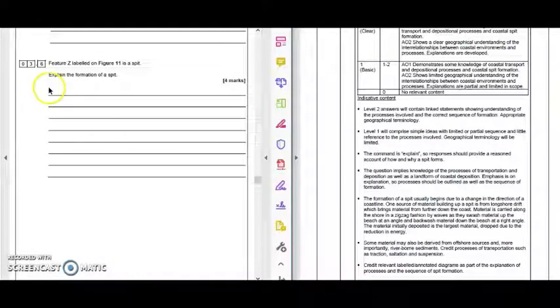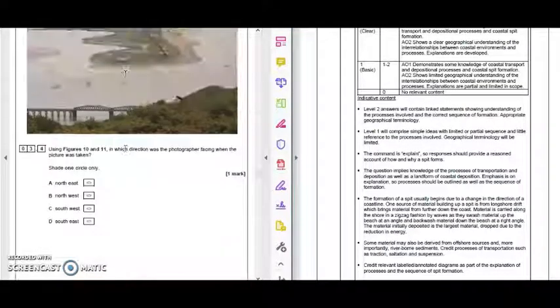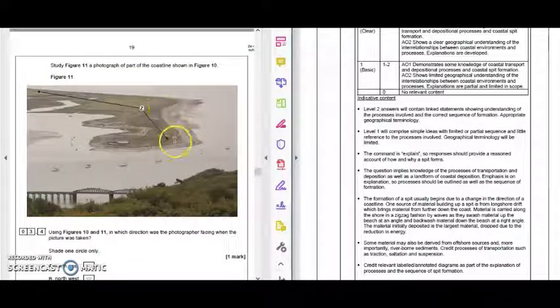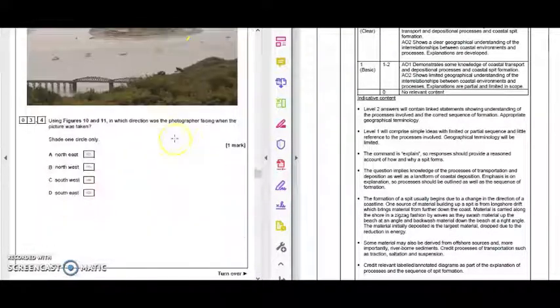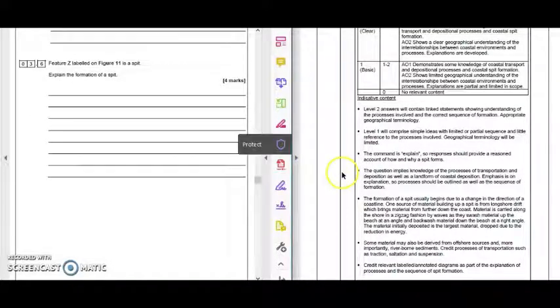Feature Z labelled on figure 11 is a spit. So for 4 marks, we need to explain how spits form. So we could start by saying the formation of the spit usually begins due to a change in the direction of the coastline, if the coastline ends.